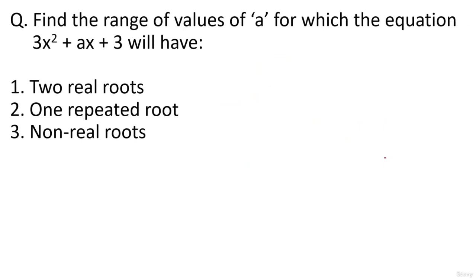Find the range of values of a for which the equation 3x² + ax + 3 will have two real roots, one repeated root, and non-real roots. Now, whatever is the nature of the roots, it is found by b² − 4ac, right?